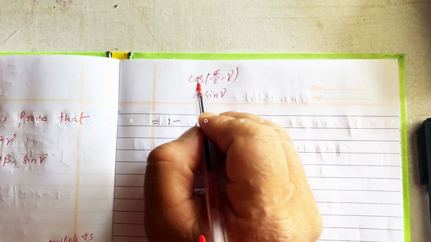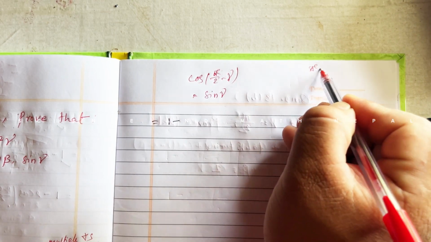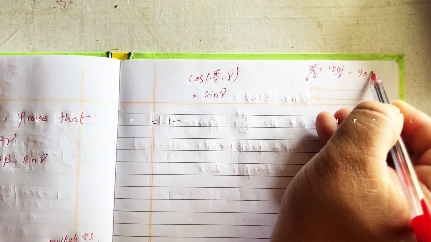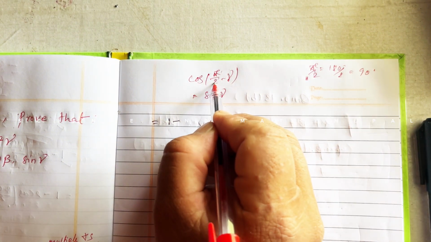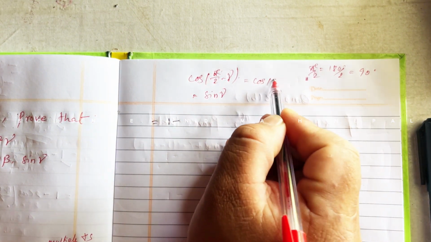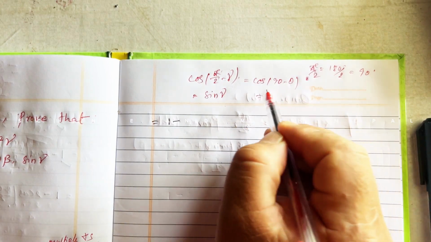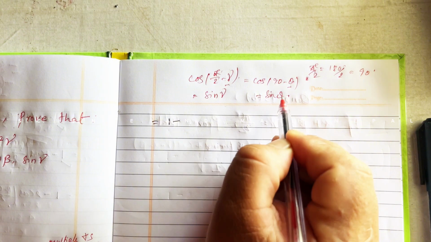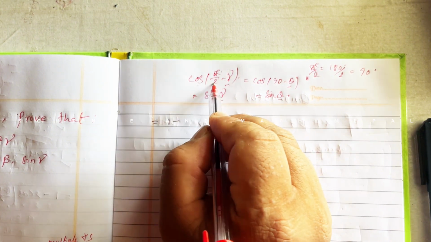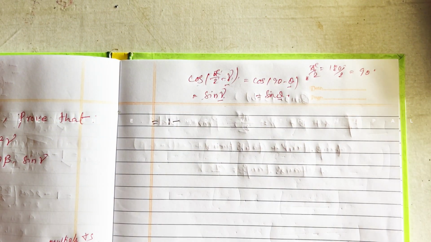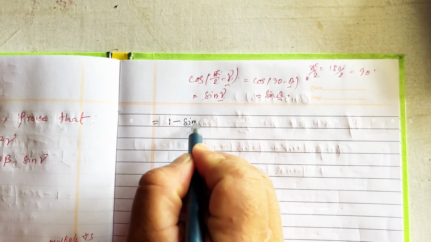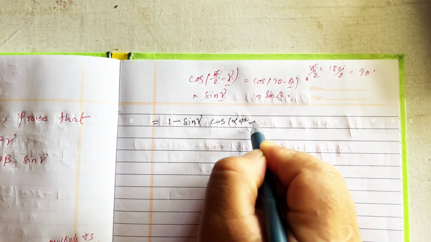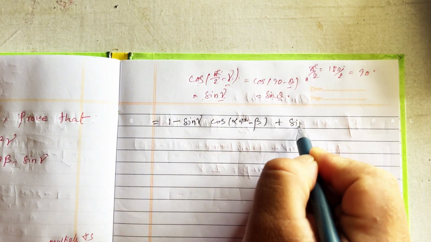Cos of pi radian by 2 minus gamma can be written as sin gamma. Now the question comes, the value of pi radian is 180 degree, so pi radian by 2 means 180 divided by 2 equals 90 degree. So cos pi radian by 2 minus gamma is in the form of cos(90 degree minus theta), and cos(90 minus theta) is sin theta. So in place of theta we have gamma, so cos(pi radian by 2 minus gamma) becomes sin gamma. So 1 minus sin gamma into cos(alpha minus beta) plus sin square gamma.